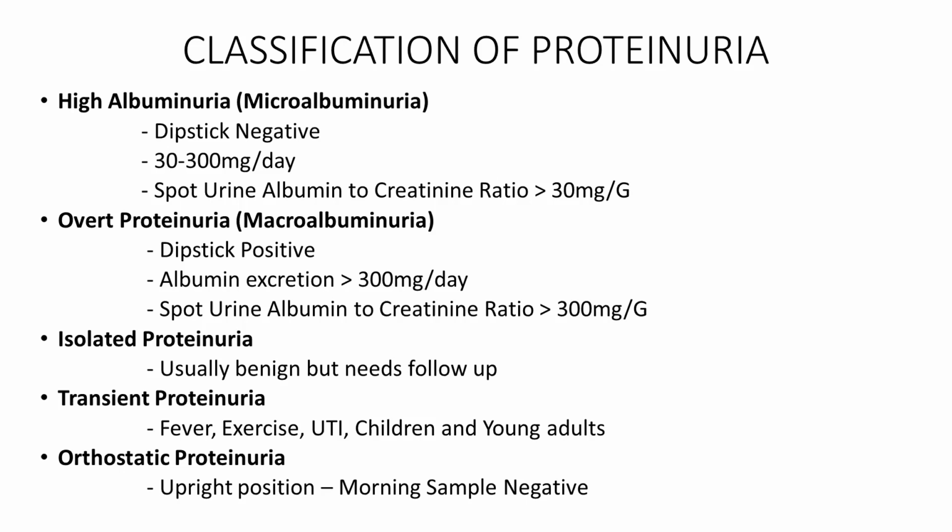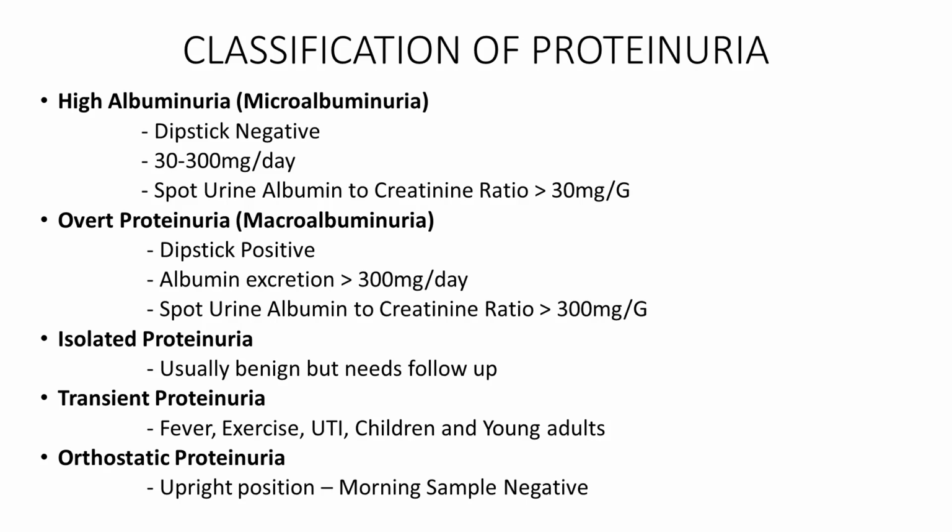You see, another way of calculating nephrotic range proteinuria is the spot urine albumin and creatinine ratio, or spot urine protein and creatinine ratio. But remember this thing, it should be more than 30 milligram per gram of creatinine. Overt proteinuria is macroalbuminuria, which is dipstick positive. In nephrotic syndrome, there is overt proteinuria. Albumin excretion is more than 300 milligram per day, and spot urine albumin creatinine ratio is more than 300 milligram per gram of creatinine. Isolated proteinuria is a benign condition.